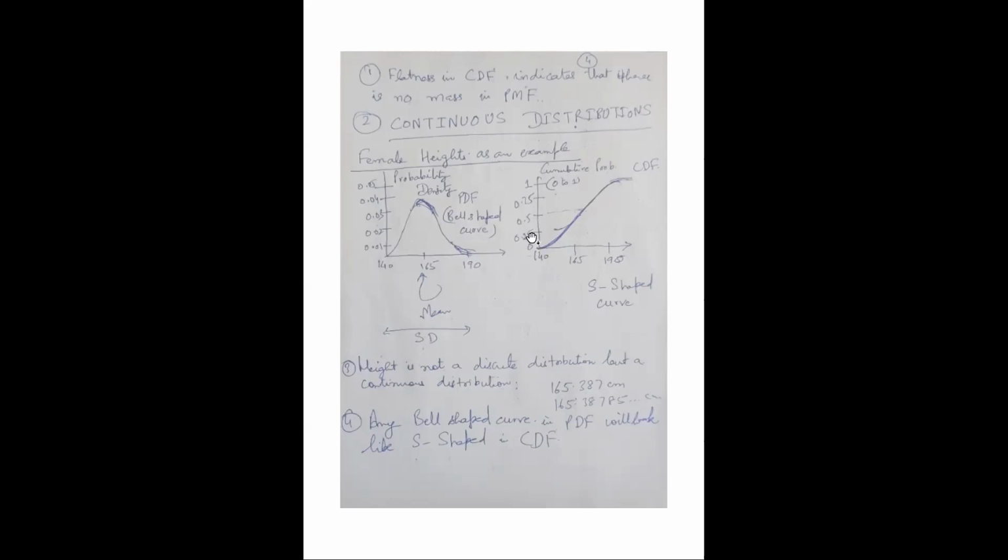Along the y-axis are the probabilities, and the last value of probability in the cumulative distribution function will always be equal to 1. As I told you, in the case of a probability mass function, the last bar height will be equal to 1. Now, height is not a discrete distribution, as I have told you, but a continuous distribution. The values can be like this. Any bell-shaped curve in PDF will look like an S-shaped curve in CDF. Very important one.